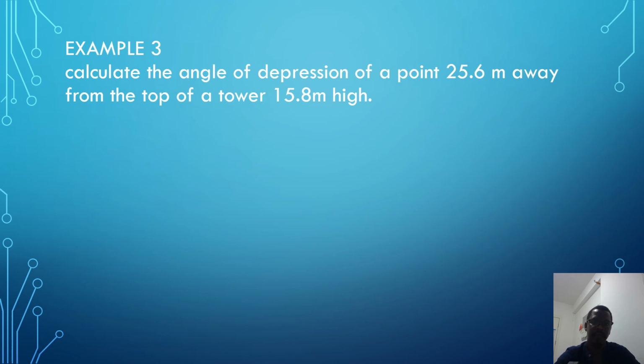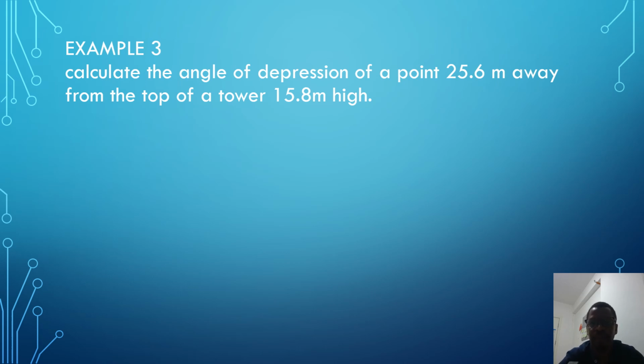Another example, now we need to look at how we can calculate angle of depression. So example number 3, we want to find the angle of depression. In this case, we are saying of a point which is 25.6 meters away from the top of a tower, which is 15 meters high.